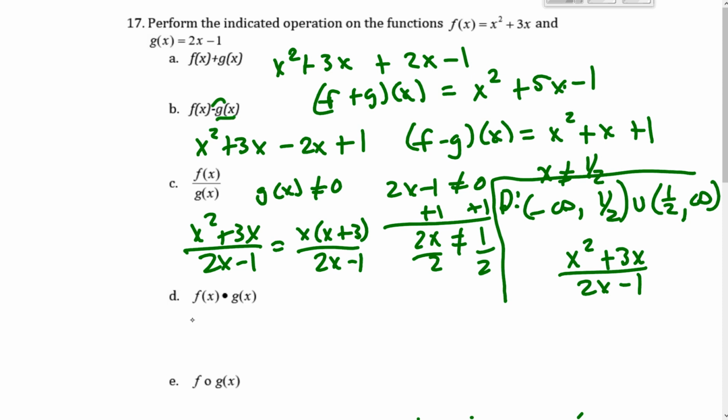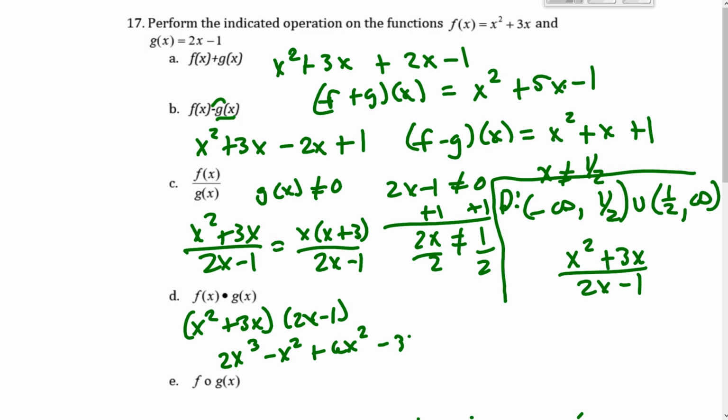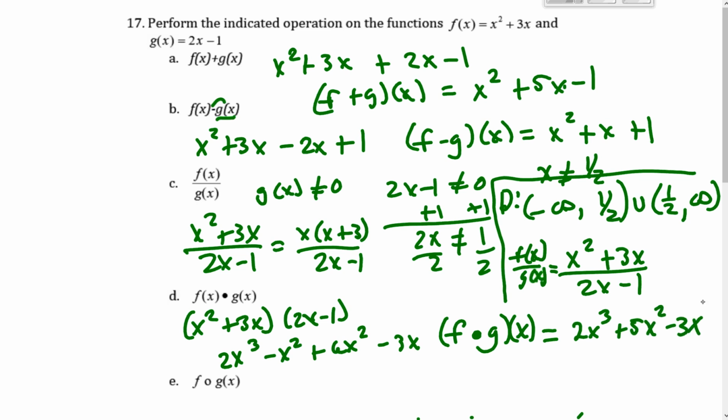Okay, multiplying, so I multiply them. So make sure that you're taking 2 terms times 2 terms, so you should get 4. So this is 2x cubed minus x squared plus 6x squared minus 3x. So f times g of x. This one was f of x divided by g of x equals... this one is 2x cubed plus 5x squared minus 3x. So that would be the answer for that one.